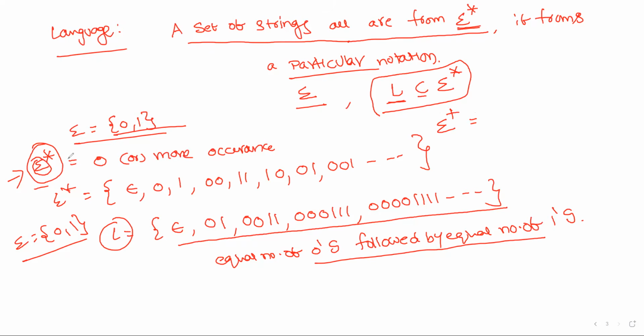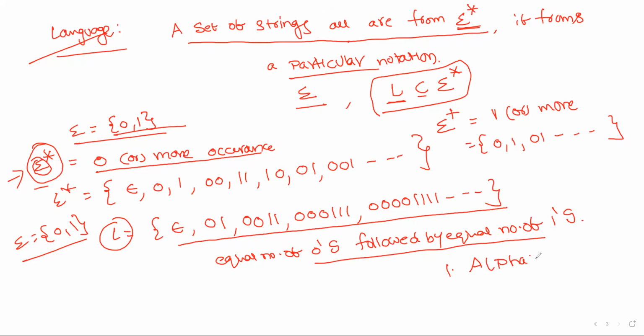The main difference between sigma star and sigma plus is that sigma star means zero or more occurrences of a string, while sigma plus means one or more occurrences. That is, 0, 1, any combination, with at least one string present. Okay. This is called language. Up to now, we have discussed what an alphabet is, how to form a string from the alphabet, and how to form a language from the given strings. Now we will move to some more basic terminology.